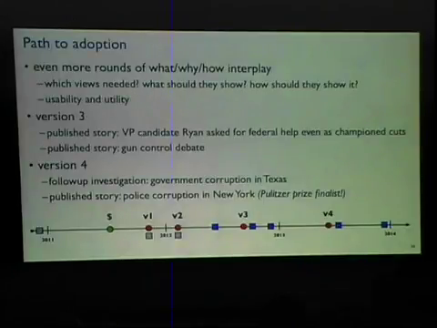So there was a story about Ryan being hypocritical when he said on the campaign trail, cut this, and then as a congressman, he said, hey, give me that. A story about the gun control debate, a follow-up about whether or not there were more stories merited in a data set about corruption in Texas. We were particularly excited that there was a story about police corruption in New York in Newsday that was nominated for the Pulitzer Prize as a finalist, and that actually used Overview for the investigation. So this was a long path to actually get journalists to adopt it.